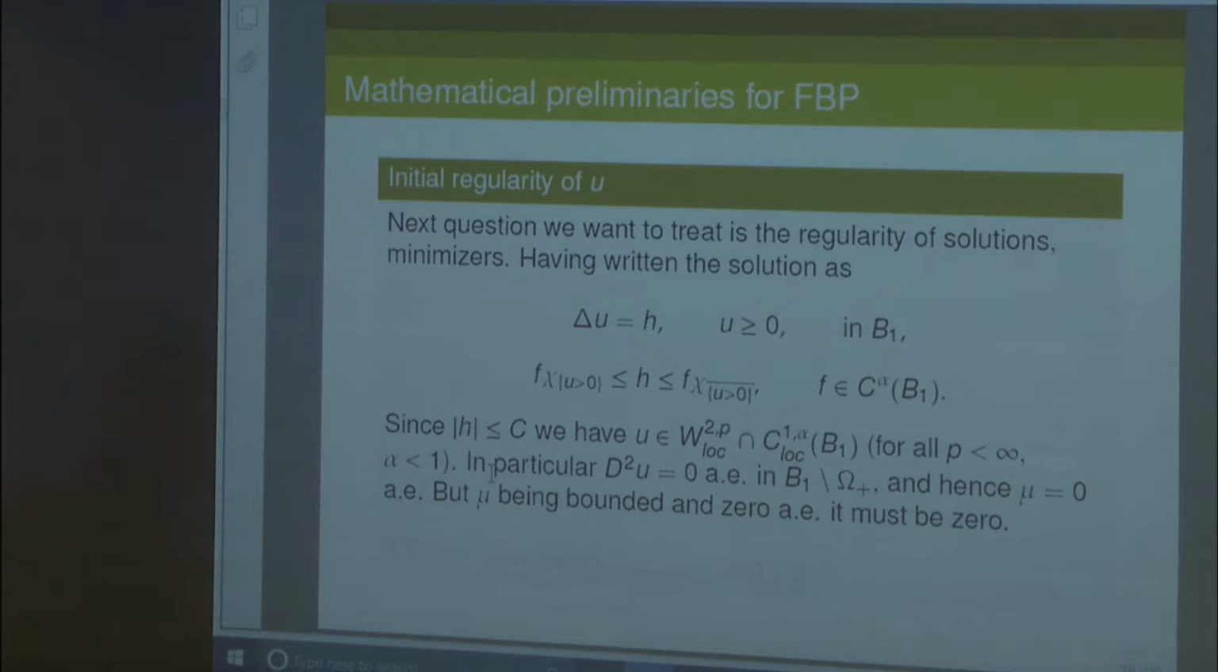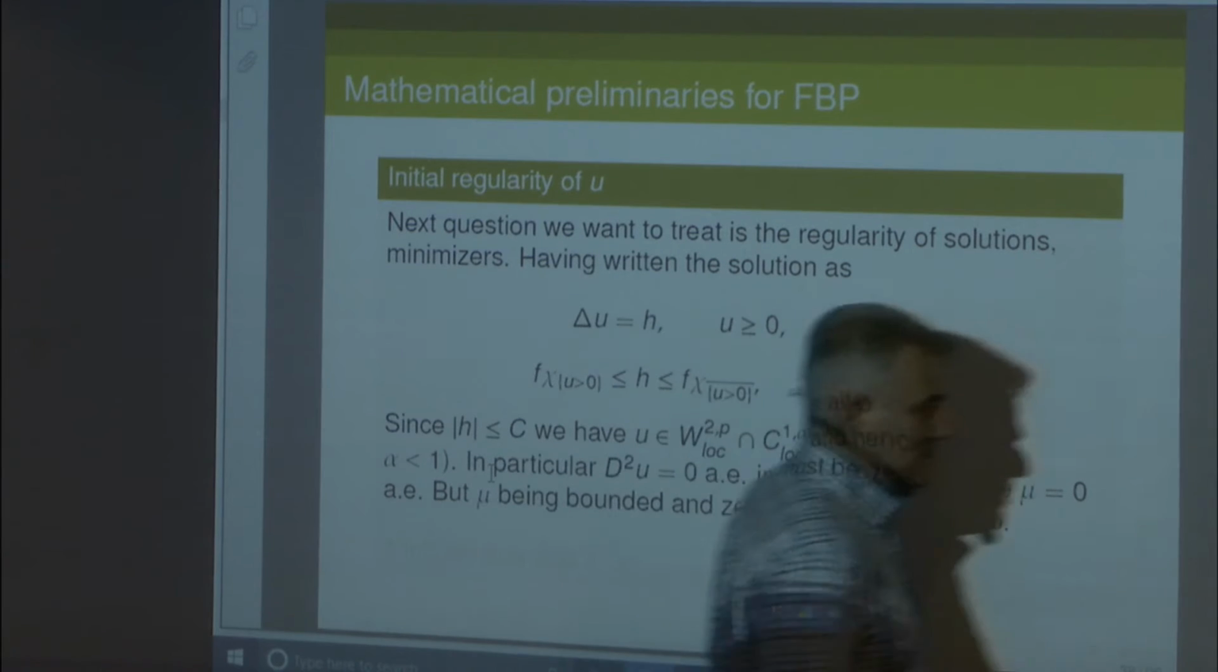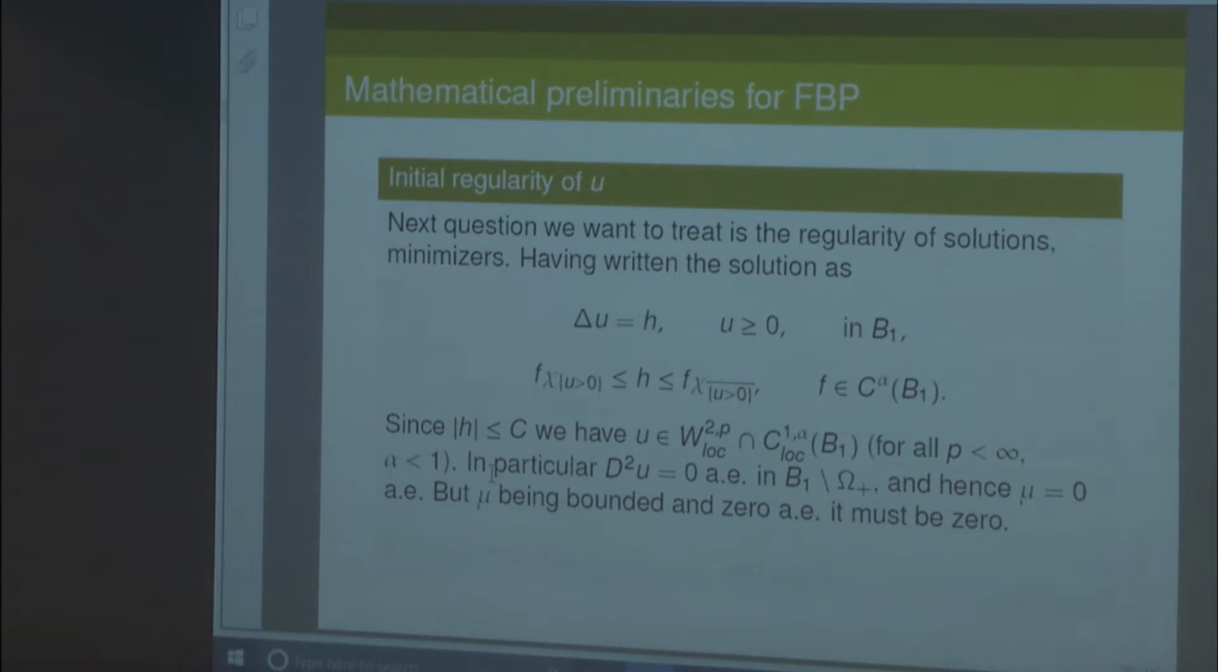So this is another exercise for you, which is the last line. If your measure mu is k of x times the characteristic function of a set, let's say D, and D has volume 0, the Lebesgue measure of D is 0, and k is bounded, what are the possibilities for the measure mu? What is mu?